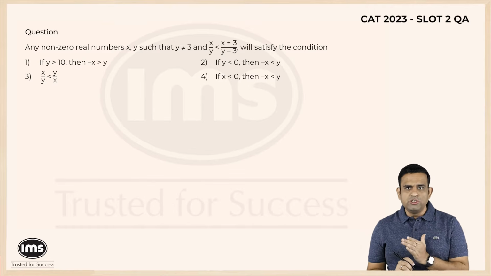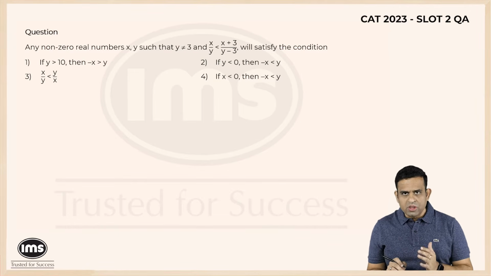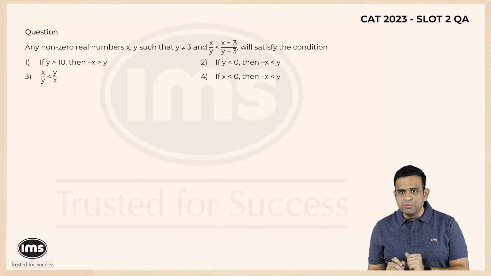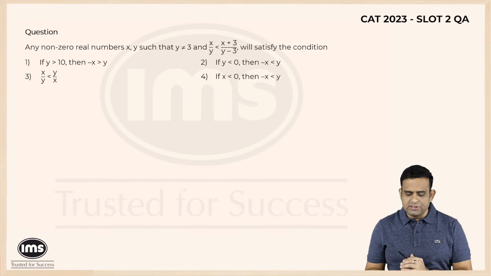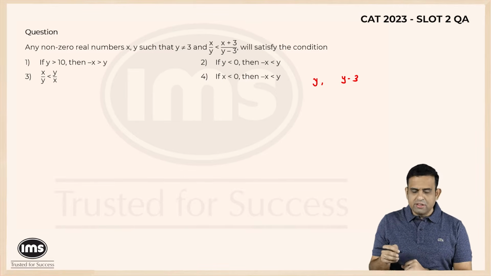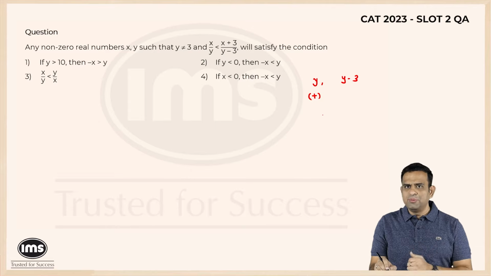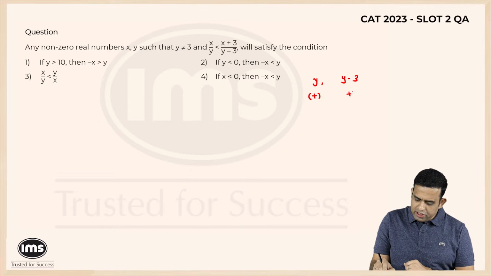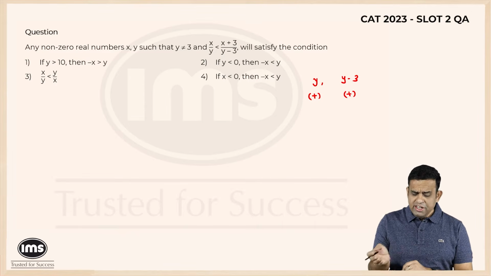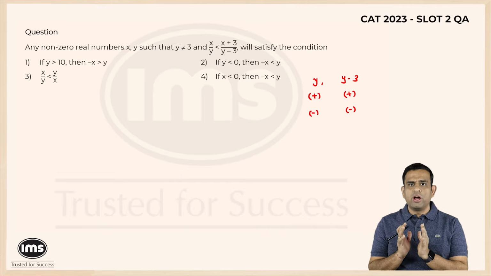And that is why I'm going to use the options in this particular case. I'm going to possibly think about option number 1 and option number 2. So in option number 1, they are saying y is more than 10. In option number 2, y is less than 0. Now understand the situation, the terms y and y minus 3. In the first case, if y is more than 10, then y is positive, and y minus 3 is also going to be positive. Both are positive. In case y is less than 0, then the term y would be negative, and the term y minus 3 is also going to be negative. So the product of y and y minus 3 is always going to be positive.